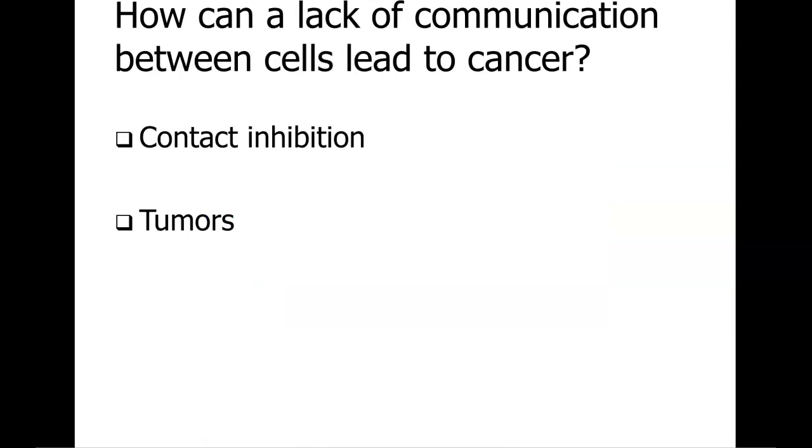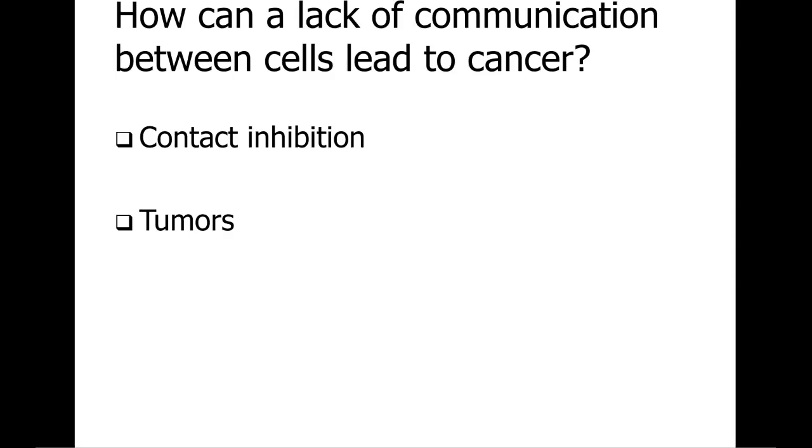So how can a lack of communication between cells lead to cancer? Well, most cells, once they start to grow and divide, they're going through mitosis, and once they feel like they're filling up a space, they come in contact with each other, they have a form of contact inhibition. So if they become too closely packed or they get close to another cell, then they stop going through mitosis, they'll stop growing, and they keep their structure.